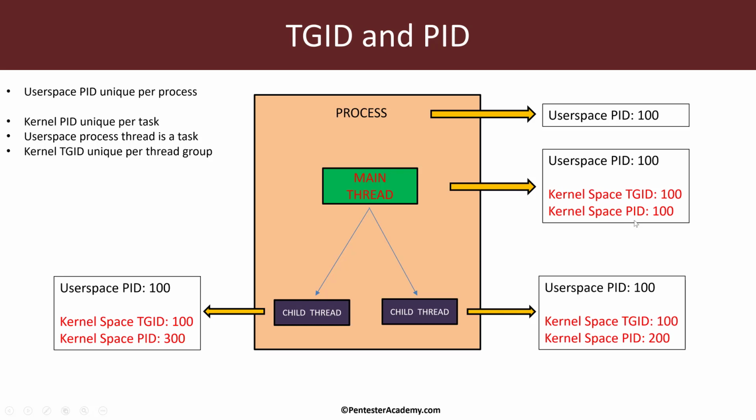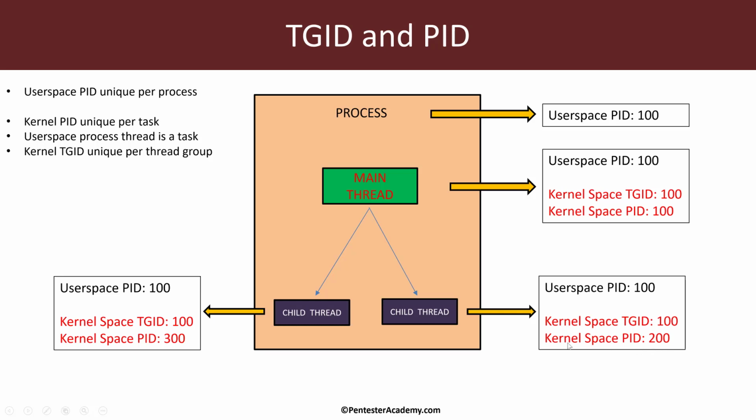And in kernel space, there is another quantity called PID, which is the task ID. And for the main thread, of course, TGID and PID are going to be same. Now, when we move on to the child thread inside the kernel, the child task is going to have the TGID of 100 because this references the main thread's identifier, right? The thread group identifier. While the PID is actually going to change to some other value.